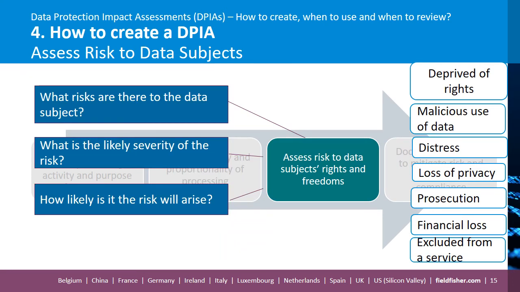Moving on to the third step, it is now time to assess whether the processing will manifest in risk to the data subject's rights and freedoms. In order to assess so, you should consider what risks are there to data subjects. Is the processing depriving individuals from their rights? Could data be used in a malicious way? Could this cause distress or loss of privacy to individuals? And what would be the severity if this happens? Prosecution, financial loss, fines, investigations. What is the likelihood of such risk?